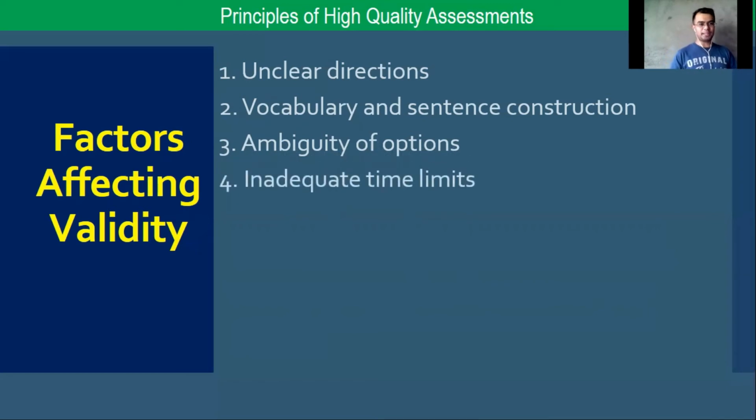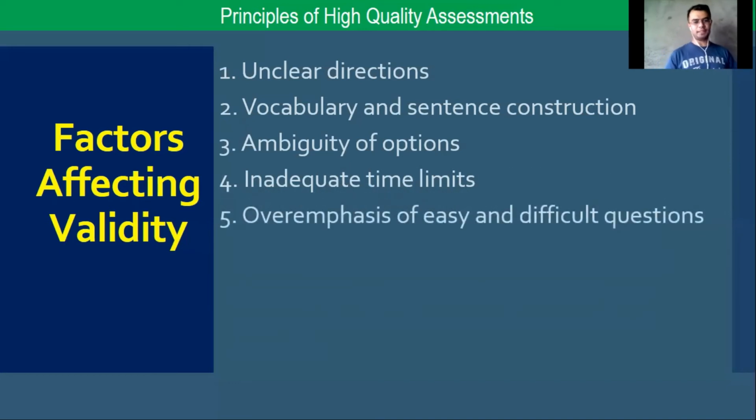Fourth, inadequate time limits. If you have answered your exam in 10 minutes, allow them to answer it in 20 or 30 minutes. Remember that your capacity is different from the capacity of your learners.